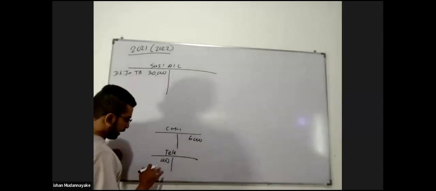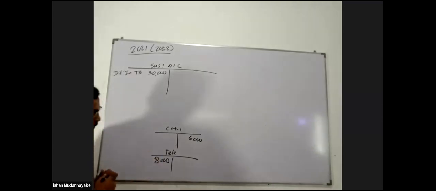But what they have done here is, in the telephone charges account, they have recorded it as 8,000. Then here, Lamai, if you prepare the trial balance of this business, credit side 6,000, debit side 8,000.